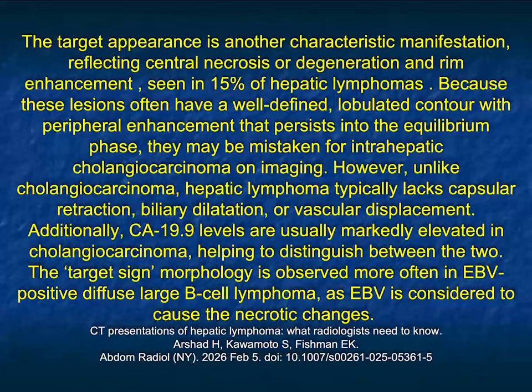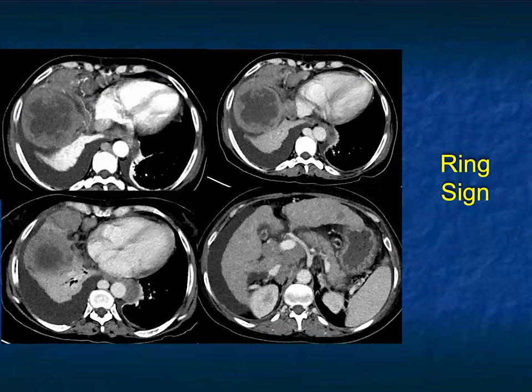Another possibility is a target appearance, reflecting central necrosis or degeneration and rim enhancement, which can be seen in up to 15% of hepatic lymphomas. These lesions are often well-defined, and again, differential intrahepatic cholangiocarcinoma. But again, there's no capsular retraction, there's no significant duct dilatation or vessel displacement, all that are good findings when you're making the diagnosis of cholangiocarcinoma. CA19-9 levels are elevated with cholangio, but they're not going to be elevated typically with lymphoma.